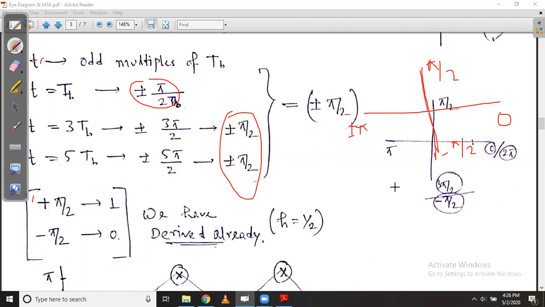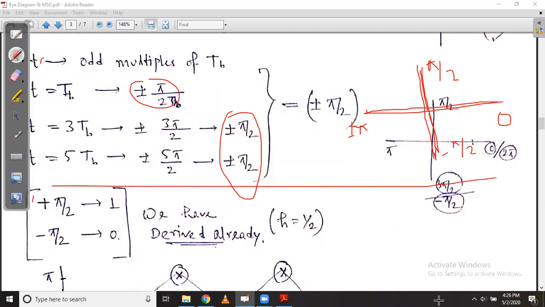So what I mean to say, whenever small t is an even multiple of T_b, then the phase angle value will be 0 or plus pi or minus pi, this line. Whenever small t is an odd multiple of T_b, then the phase angle value will be plus minus pi by 2. That means the y axis, this one.